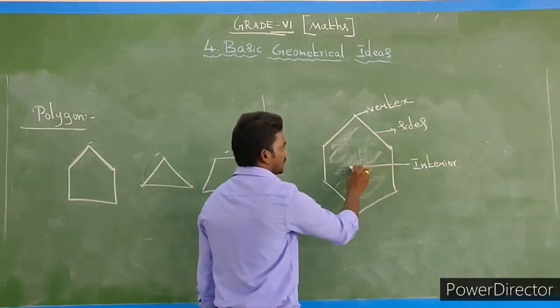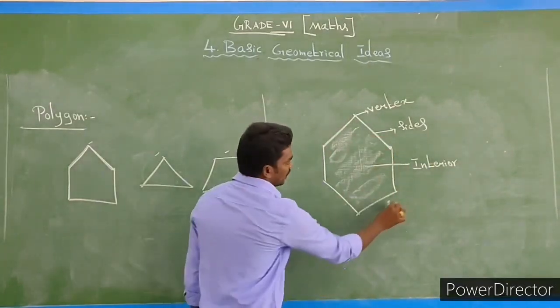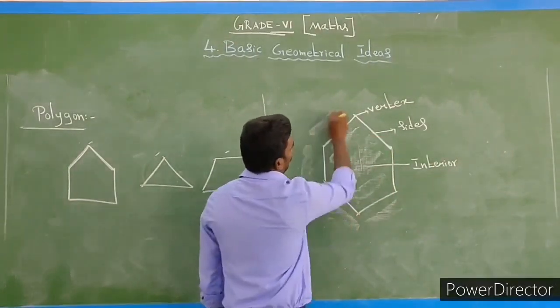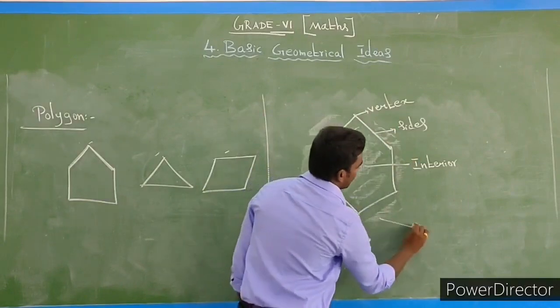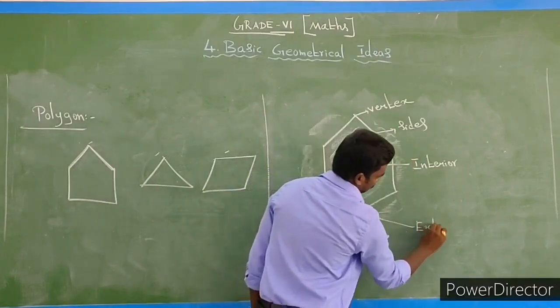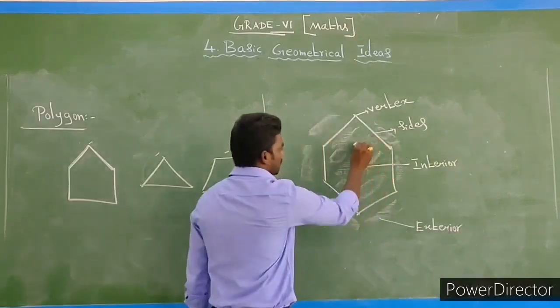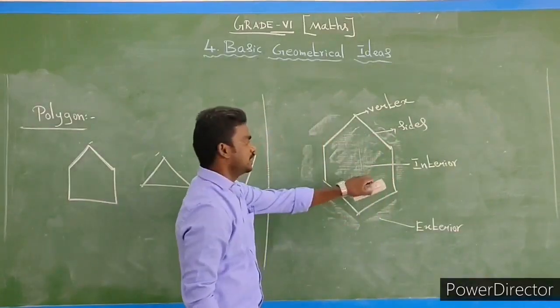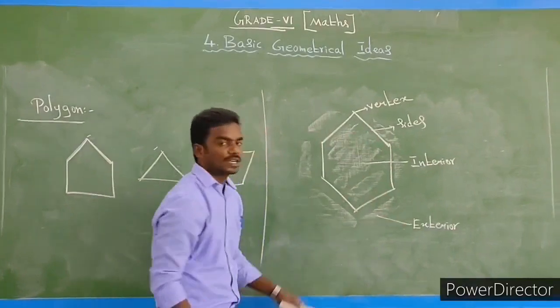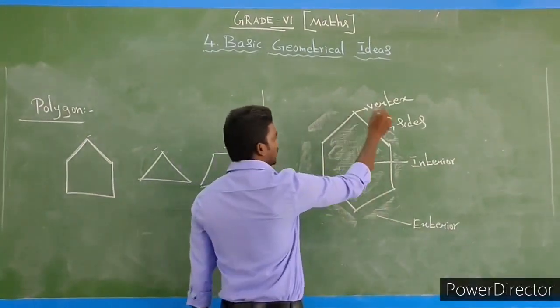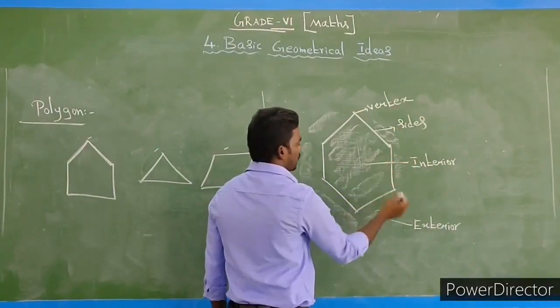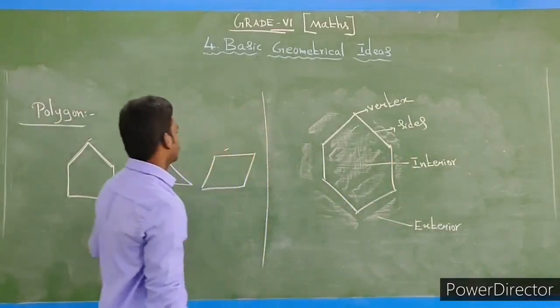That means the space inside is called the interior space of the polygon, and what are the outside spaces? This is the exterior. So the space inside the polygon is called interior, and the outside space is called exterior. So vertex, sides, interior point, and exterior point.